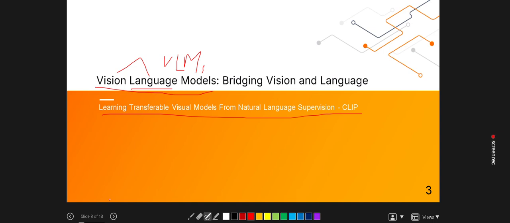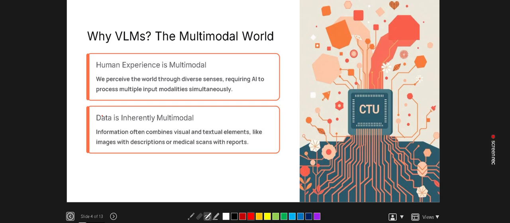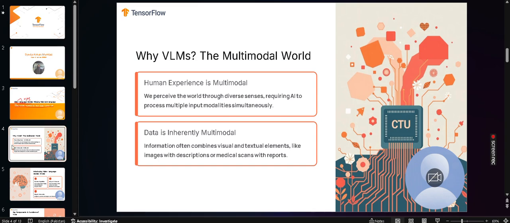So why VLMs? We see that as humans, we have senses. We have vision, we have hearing, and all the senses. So as you use ChatGPT, you use Nano Banana, and all the AIs, right? They can take input of images, voice, and text, so multimodal input. With that multimodal input, they can generate multimodal output, right? So it can generate images. Different models have different capabilities.